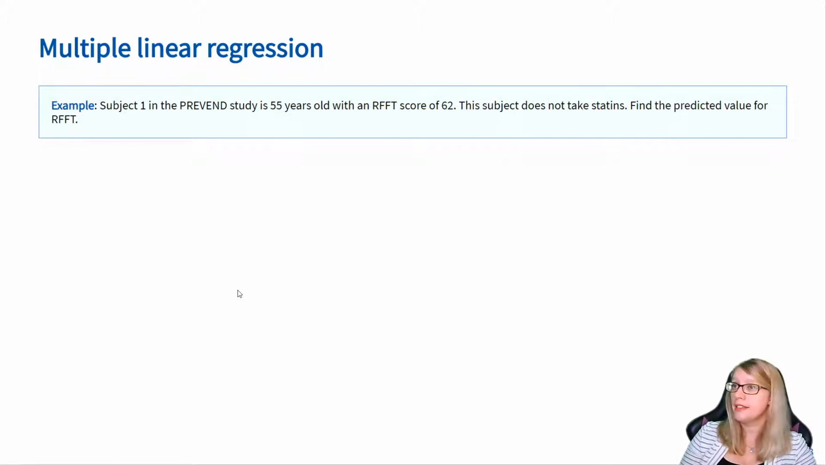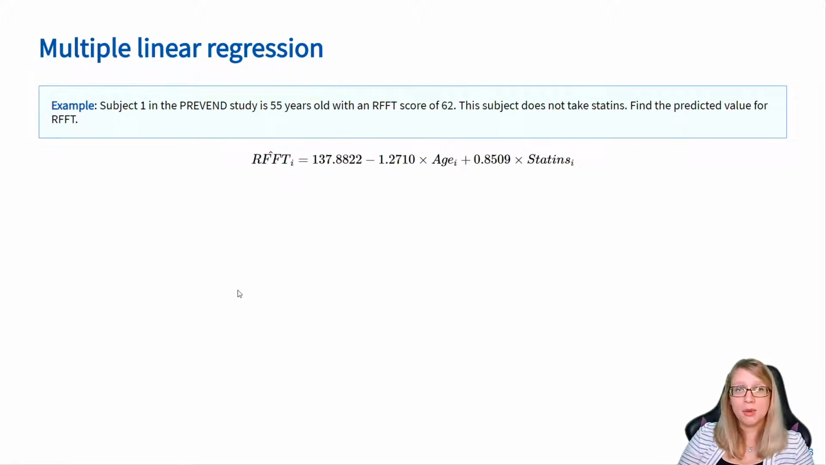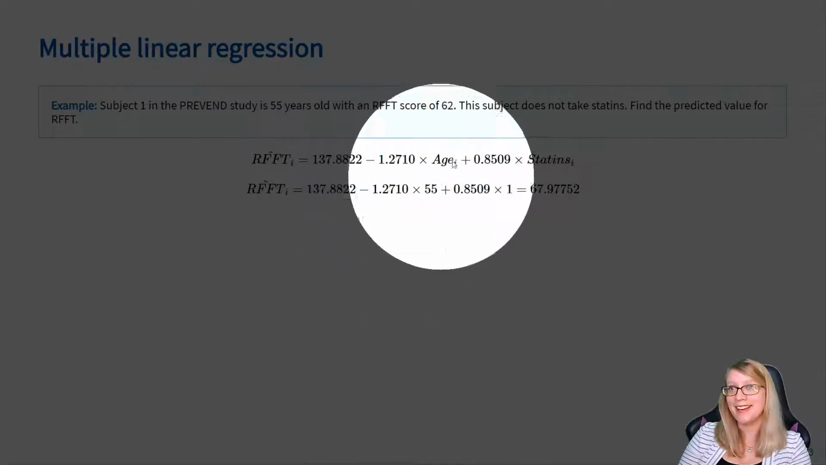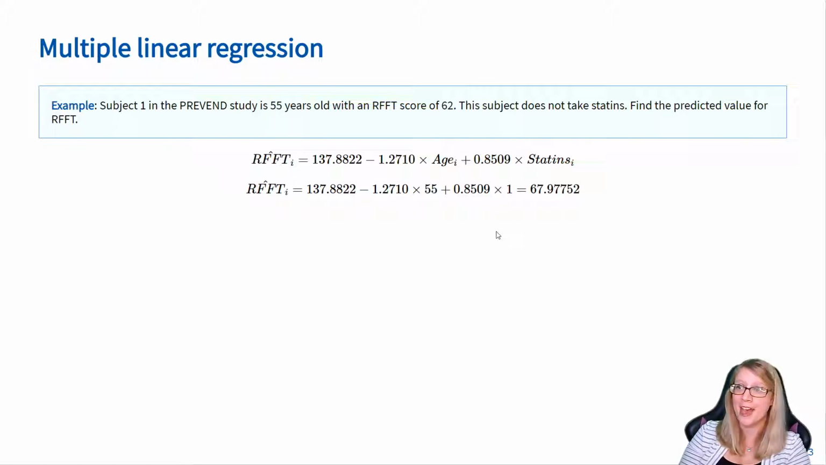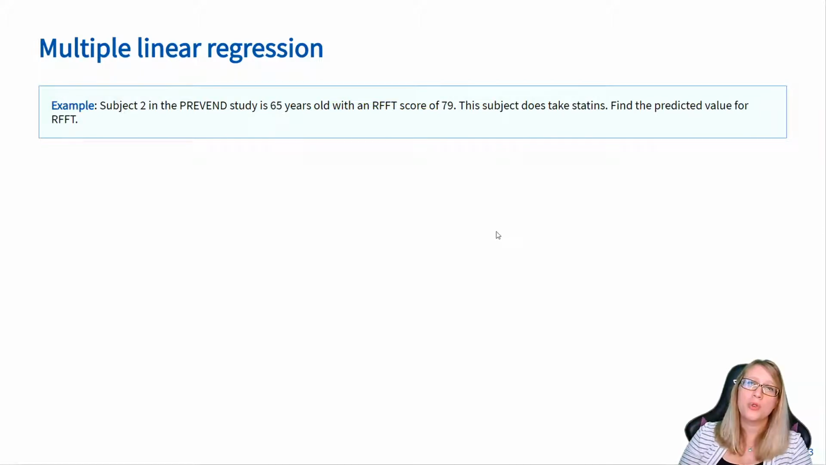So let's make some predictions with this model. Subject 1 in this study is 55 years old and has an RFFT score of 62. This is also a subject who is not taking statins. So let's find their predicted value and see how well we did. So here is our model. We'll plug in 55 for age and we'll plug in 0 for statin use. Excuse me, this should be a does take statins, it looks like, because we're plugging in a 1, so apologies for that. Our predicted score is about 68. Their actual score was 62, so not too bad.